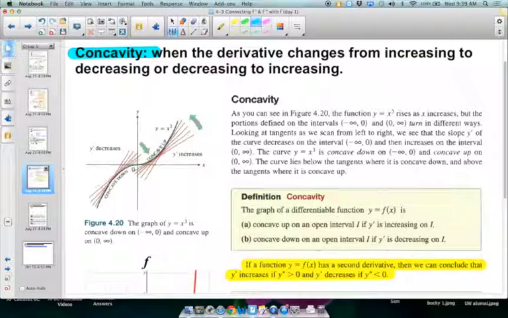And so whenever we have something that looks like, and somebody brought this up first hour, I thought this was pretty effective. Whenever we have something that looks like a frown, we call that concave down.